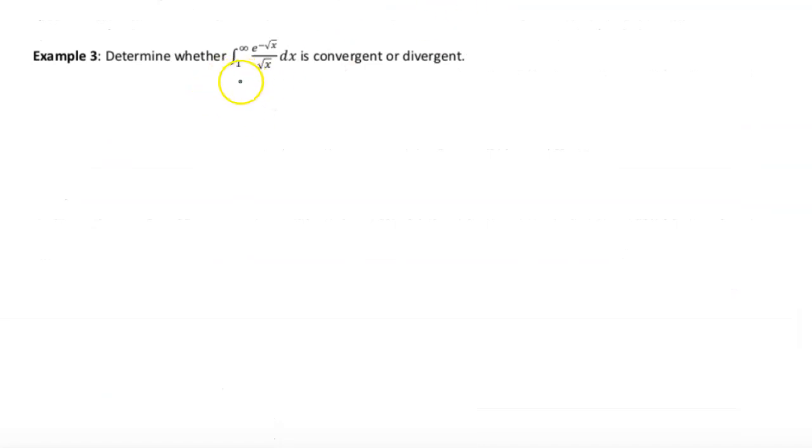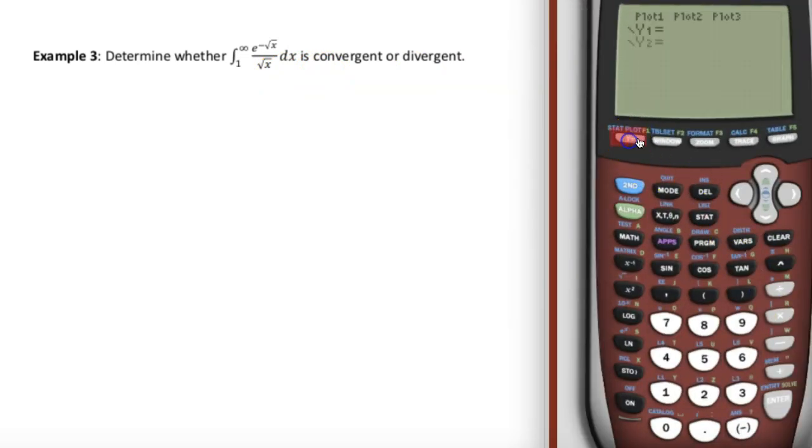We want to determine whether the integral from 1 to infinity of e to the power of negative square root of x over the square root of x is convergent or divergent. And so as always, let's start with graphing this. So I want to graph e to the power of negative square root of x divided by the square root of x.